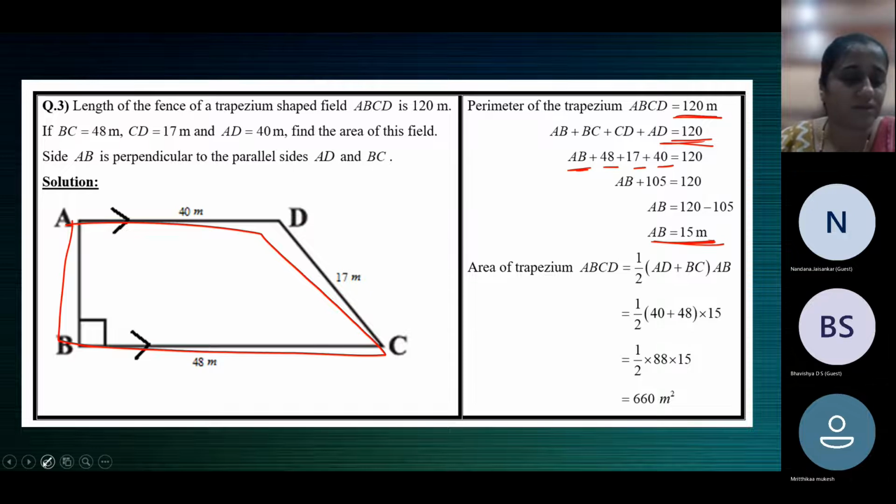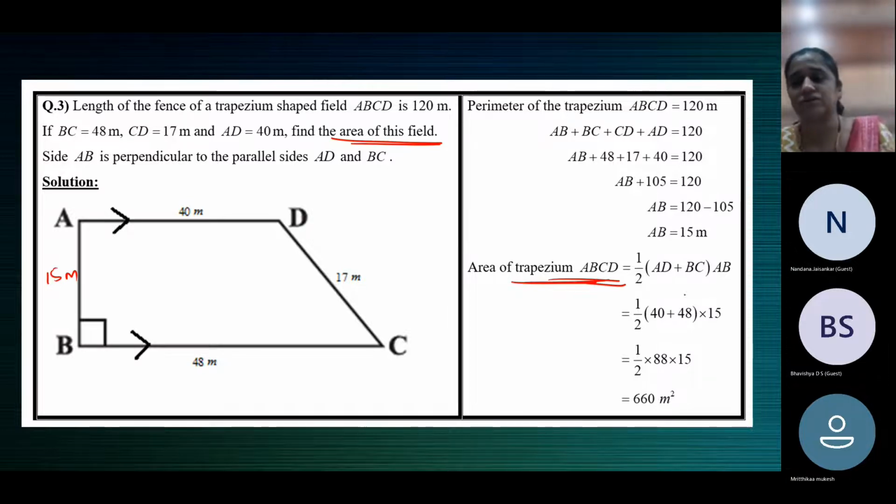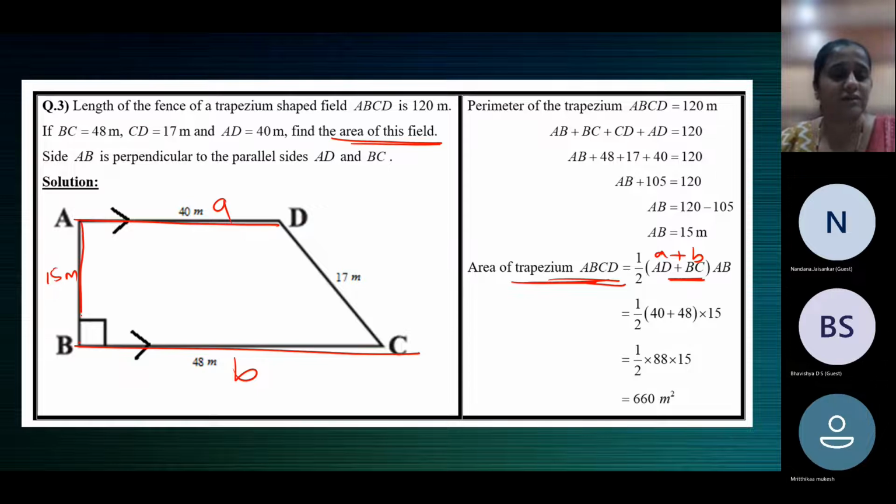So AB is now 15 meters. Now find the area of the trapezium. That's what is asked, right? Find the area of this field. So the area of the trapezium ABCD is equal to half into A plus B, that is the sum of the parallel sides. Instead of writing A plus B, you can also write AD plus BC. These are the parallel sides, AD and BC, into the distance between them, which is AB. AB is the perpendicular distance between the 2 parallel sides. Substitute the values and calculate. So half into 88 times 15 is 660.